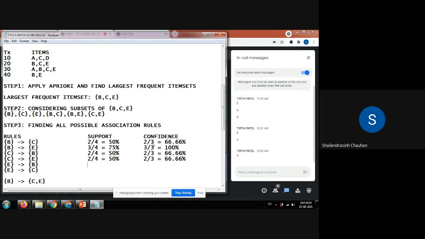Now E given B, total we are having 4 transactions. How many are having E and B both together? E and B both together are in 3 transactions. This rule has 75% of support. And confidence: total we are having 3 transactions, 20, 30, 40, where we are having E. Out of those, how many are having B also? All 3. That is 100% confidence.